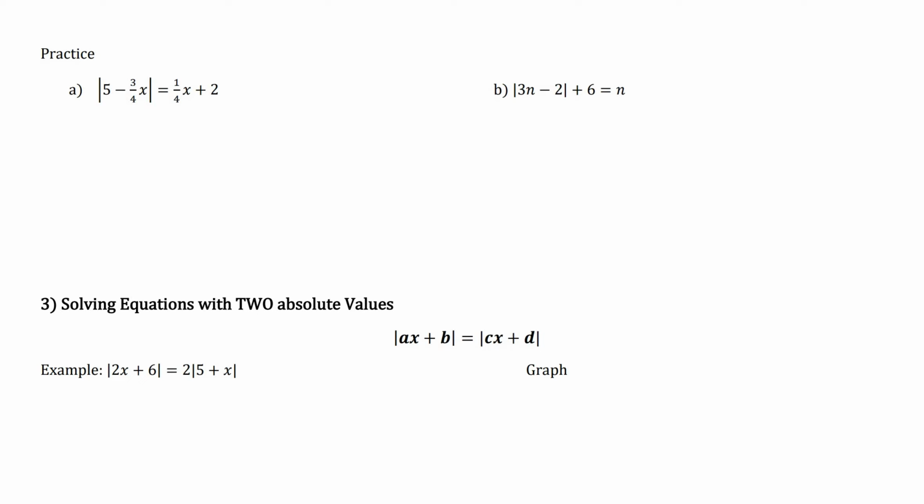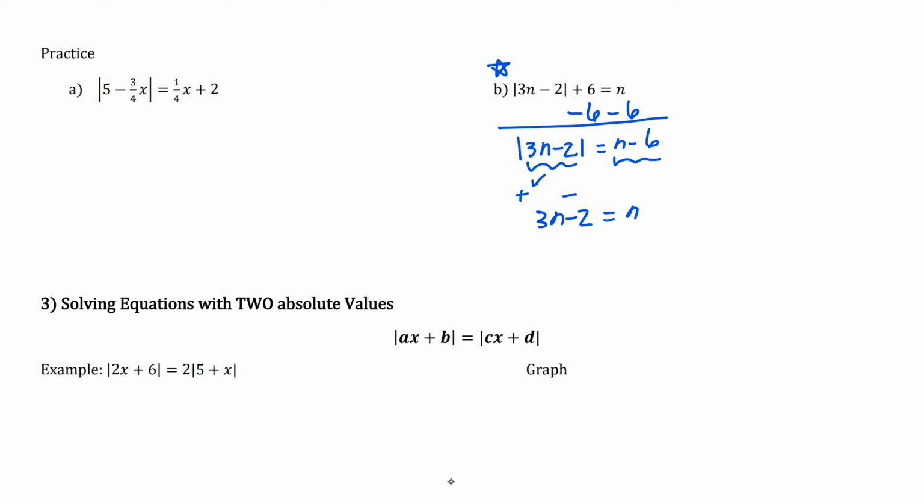Alright, and this one. I'm going to try this one. Subtract 6. Okay, we always do this one first. So absolute value 3n minus 2 should be n minus 6. And again, this could be either plus or minus, right? So that gives me 3n minus 2 could be n minus 6, or 3n minus 2 could be negative n minus 6. Okay?